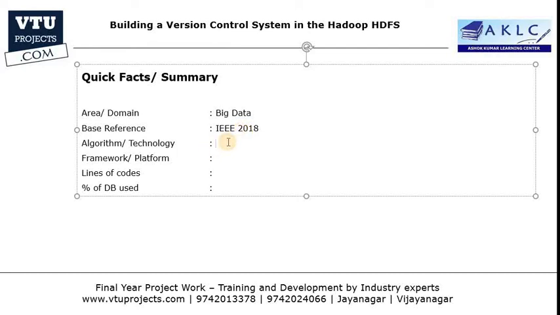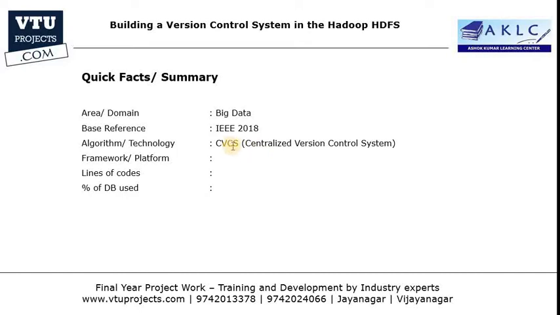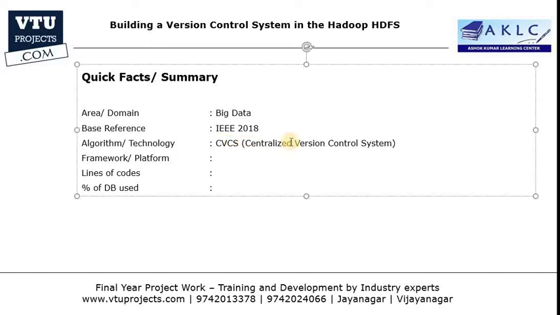Which algorithm or which technology are we going to use? We are going to use a technology called CVCS. The expansion for CVCS is Centralized Version Control System. You are going to understand more about this algorithm in the project related classes. You just have to mention which algorithm or technology you are going to use in this project.